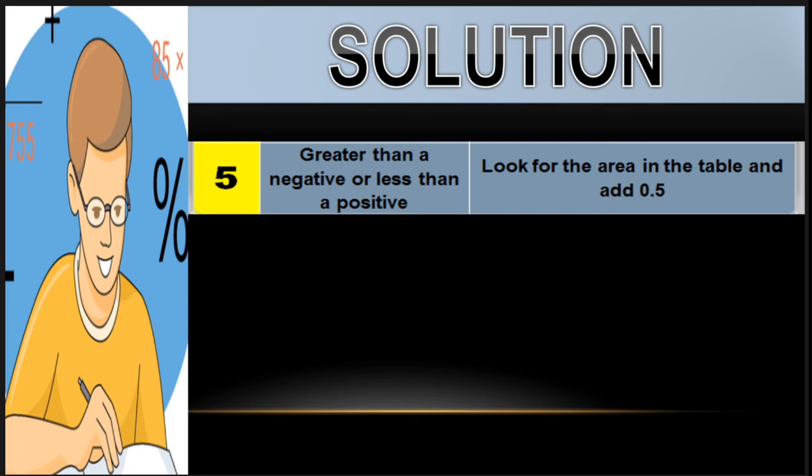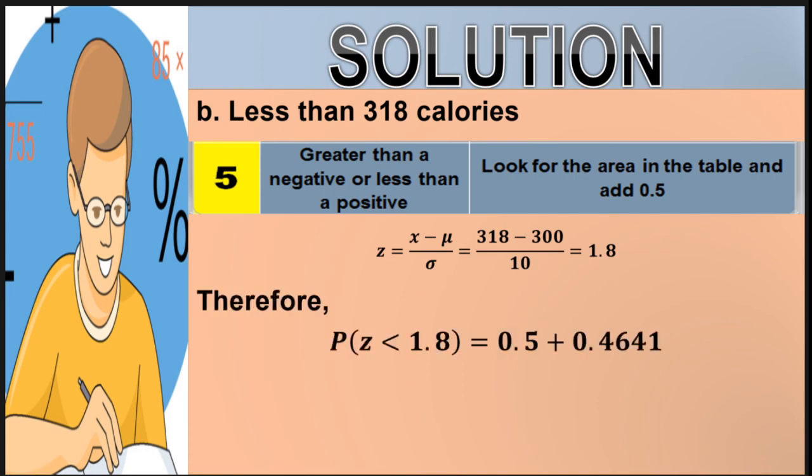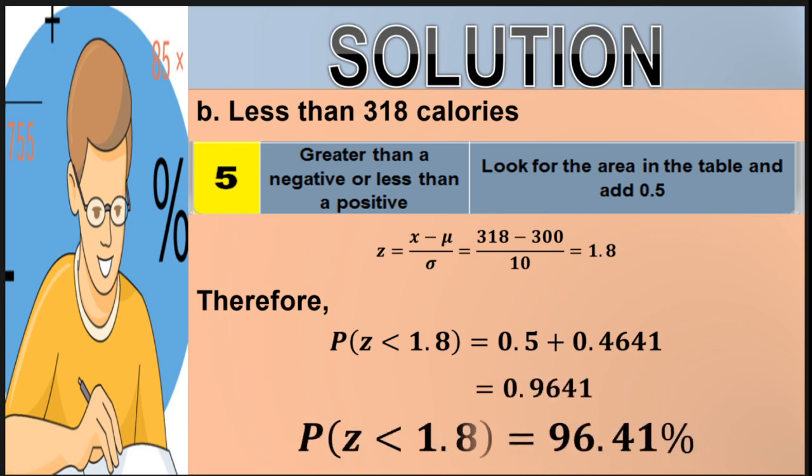Then we need to determine the next probability. So we need to use some situation that may arise when asked to find probability, and it is also number 5. So we have here less than a positive. Then we need to look for the area in the table, then add 0.5. Therefore, the probability of z less than 1.8 is equal to 0.5 plus 0.4641. We will have 0.9641. So the probability less than 1.8 is 96.41%.